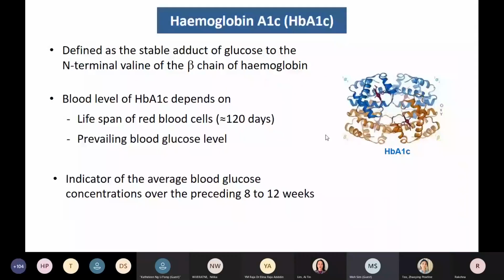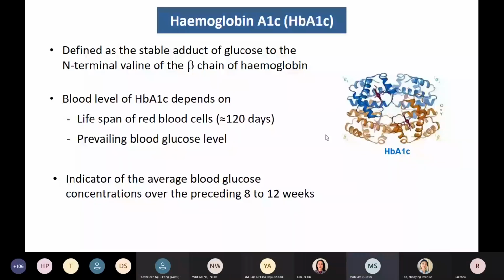The second test that is commonly used in diabetes testing is hemoglobin A1C or HbA1c. This is defined as the stable adduct of glucose to the N-terminal valine of the beta chain of hemoglobin. The blood level of HbA1c depends on two things: the lifespan of red blood cells, which is usually approximately 120 days, and the prevailing blood glucose level.